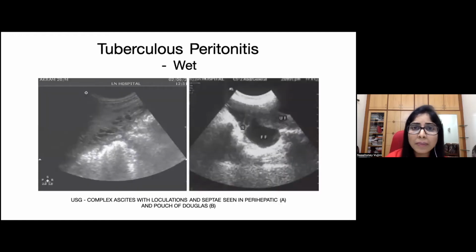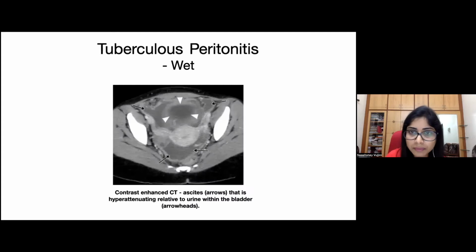So the first type is wet tuberculous peritonitis, and ultrasonography here shows complex ascites with loculations and septae in the perihepatic region and pouch of Douglas. This is a contrast-enhanced CT showing ascites that is hyperattenuating relative to urine within the bladder.